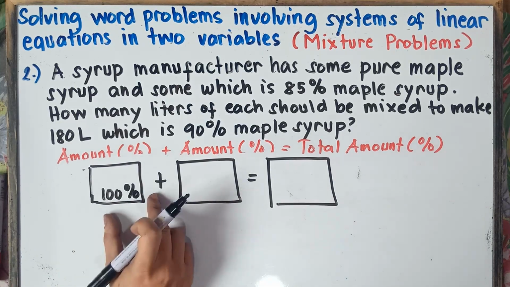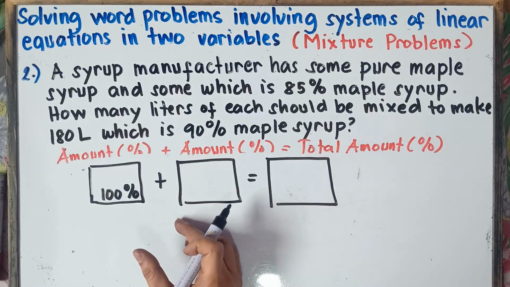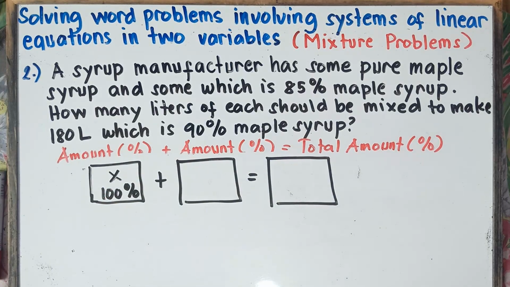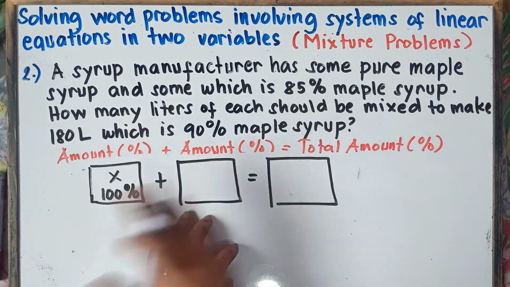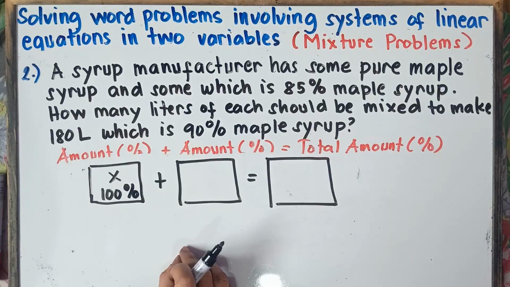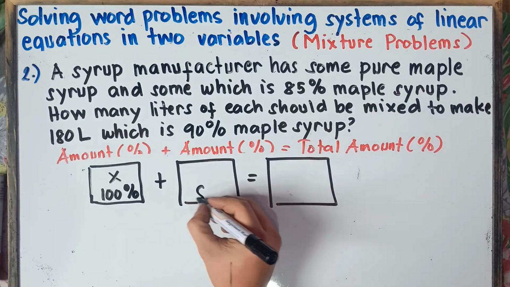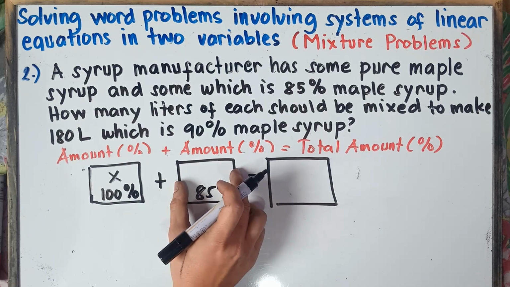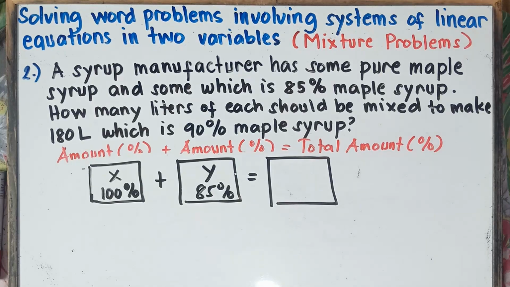Okay, 100%. And then for the number of liters, we don't have the number of liters. So therefore, let x be the number of liters of pure maple syrup. The percent should be 100% because this is pure, no other additives. And then, some which is 85% maple syrup. We don't have the number of liters, so let y be the number of liters of 85% maple syrup.